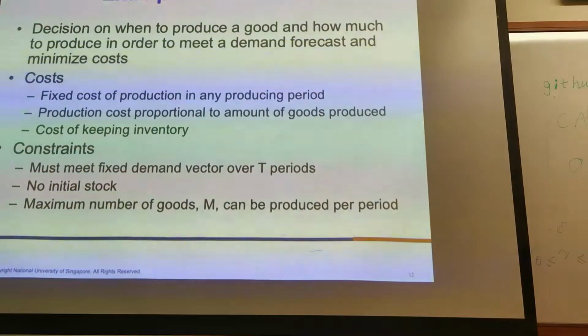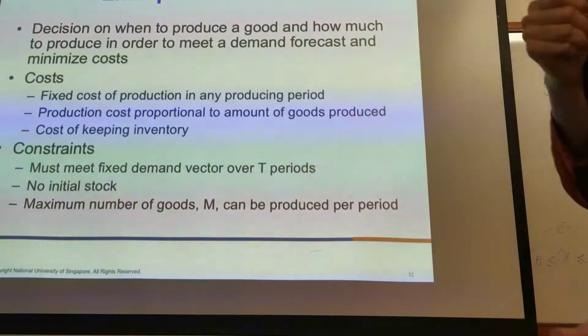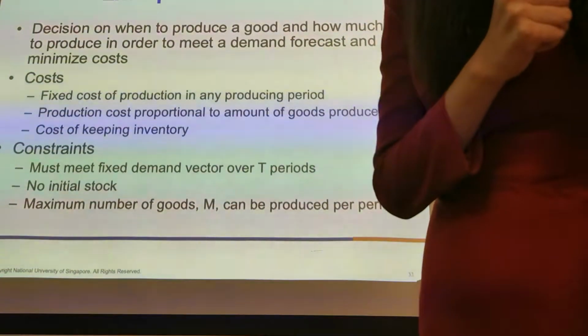And you should also consider some initial conditions. If you initially have no stock, then you start with 0. So your total production will just be summed up together to meet the demand. Or if you have some initial stock, you add that term, and you have your upper bound for the maximum number of goods that can be produced per period, kind of the production capacity.